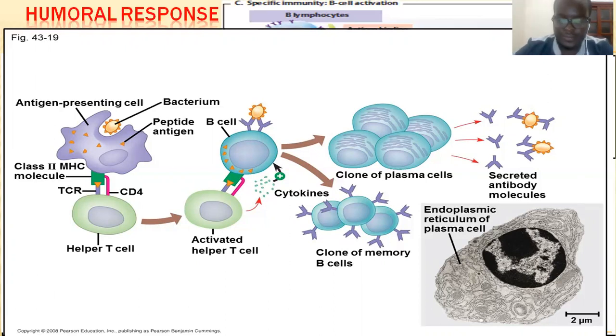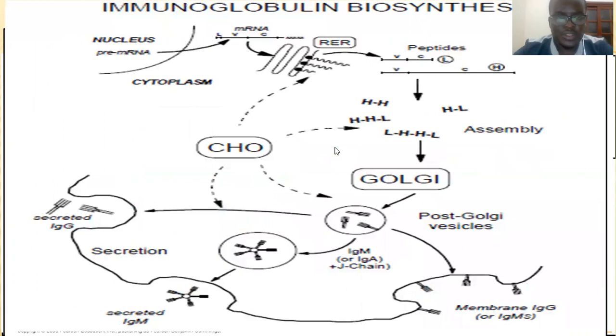Okay. And some of the clones will be memory B cells, so they'll be ready to respond to reinfection. Once there is reinfection, they will quickly be activated into plasma cells, and then they'll start releasing these antibodies that are specific for that reinfection. So it won't go very far once you have this immune system.